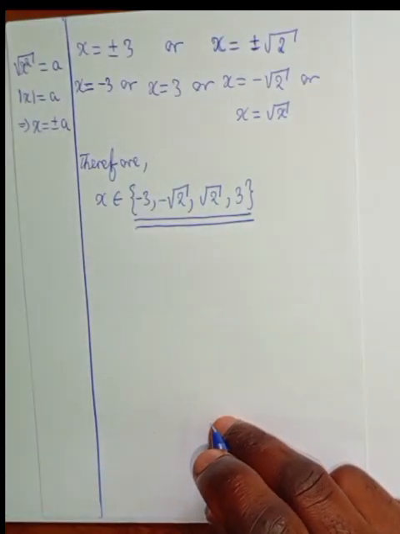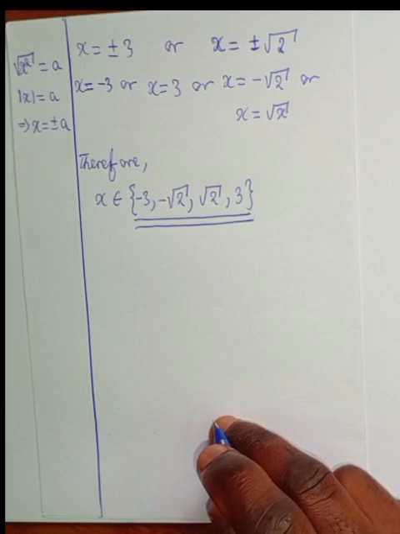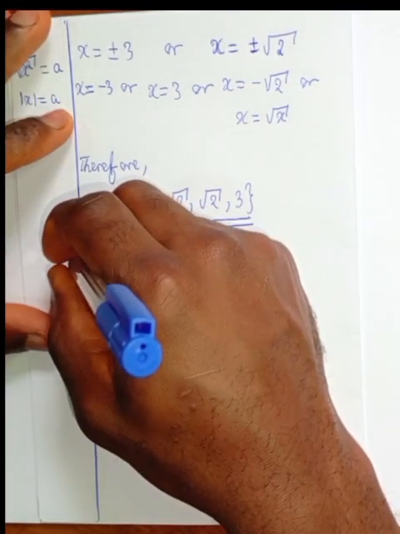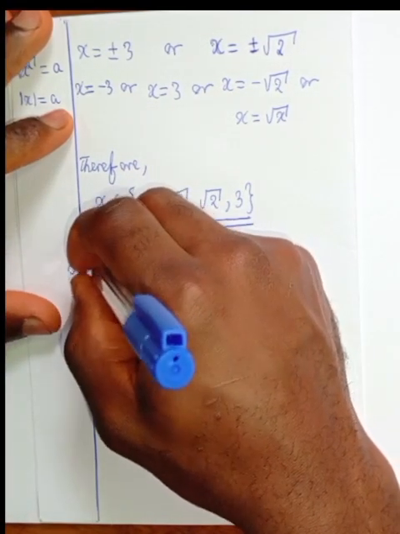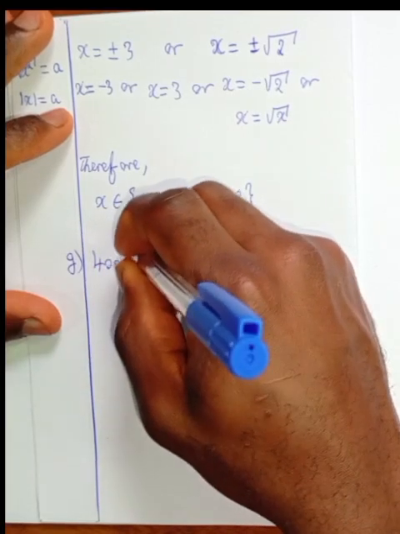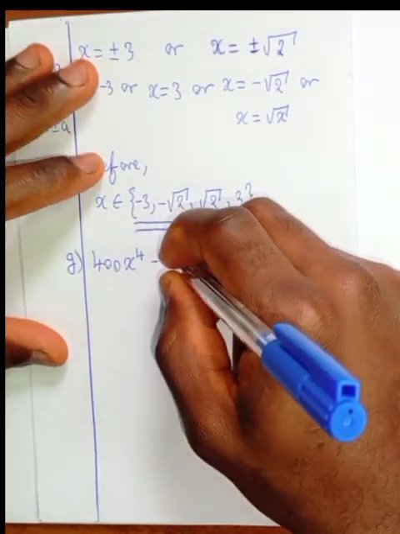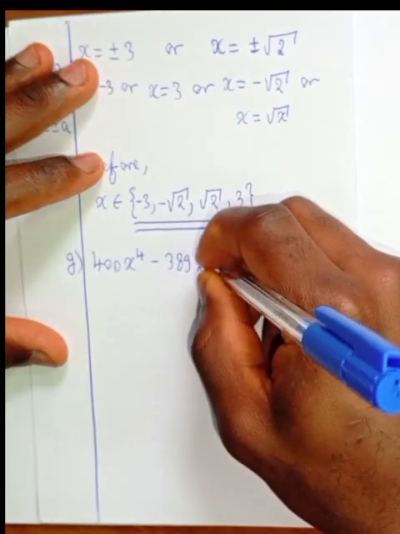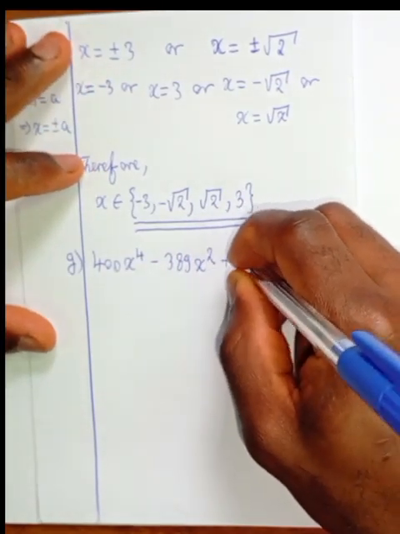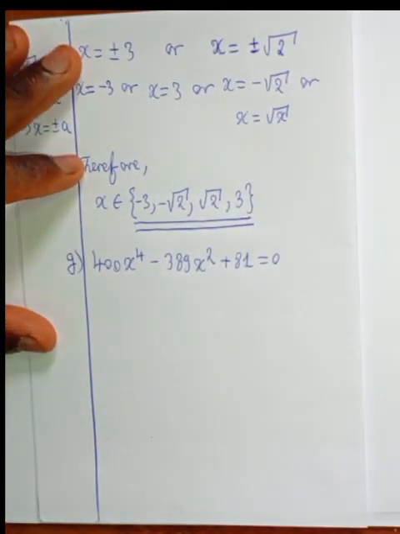We move now to the last question. Question G. We have 400x raised to the power 4 minus 389x squared plus 81 is equal to 0.